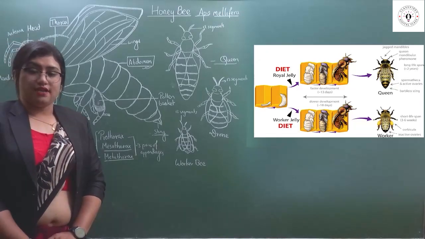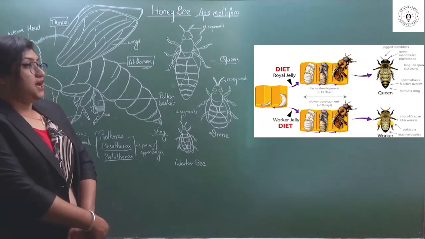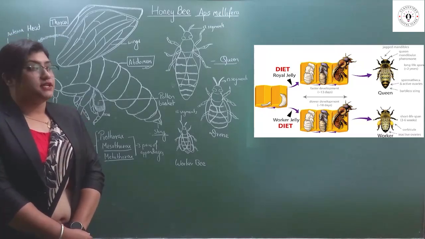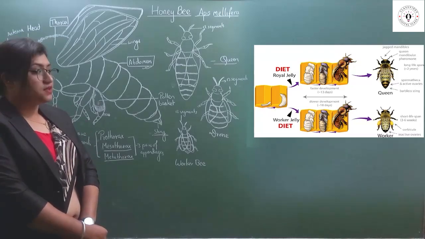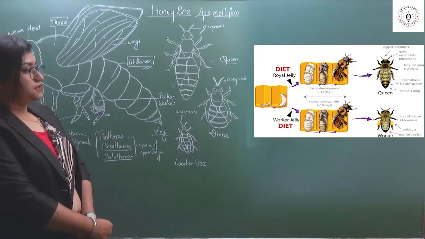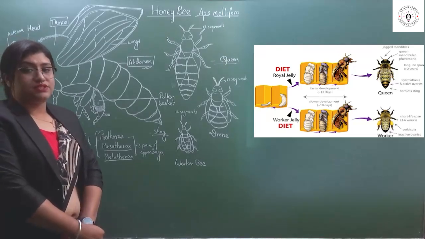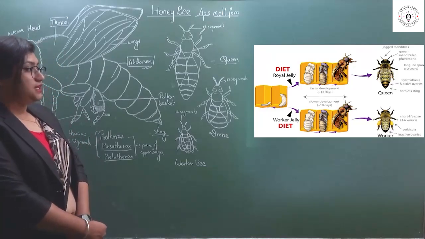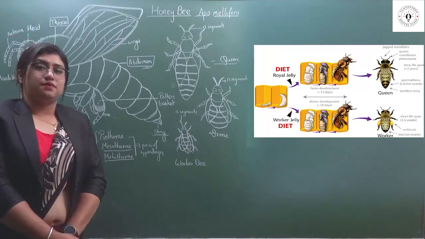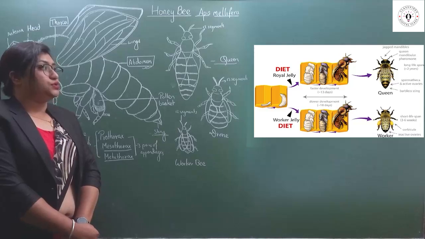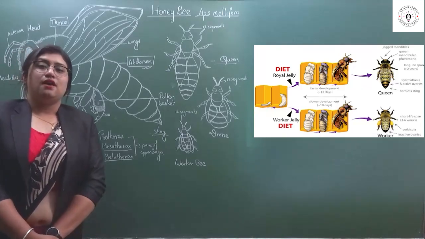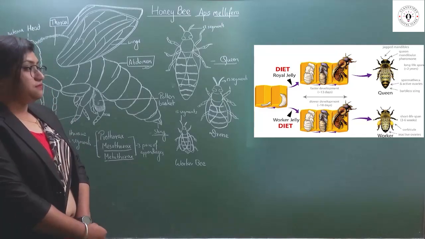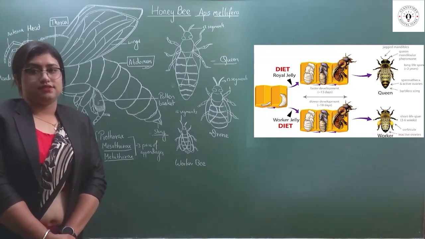Let's have a look at the diet. The larva to be the queen is given royal jelly. The larva which is about to grow into the worker bee is given royal jelly for 3 days, and later on is given the worker jelly. So with the help of these jellies or food types, the development into the queen bee or the worker bee is determined.